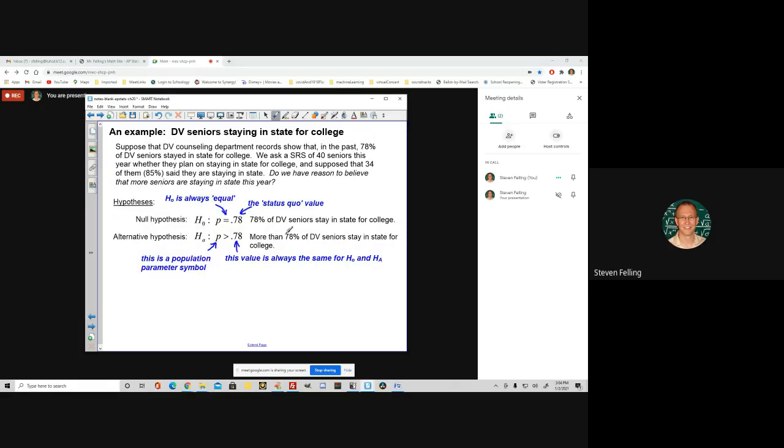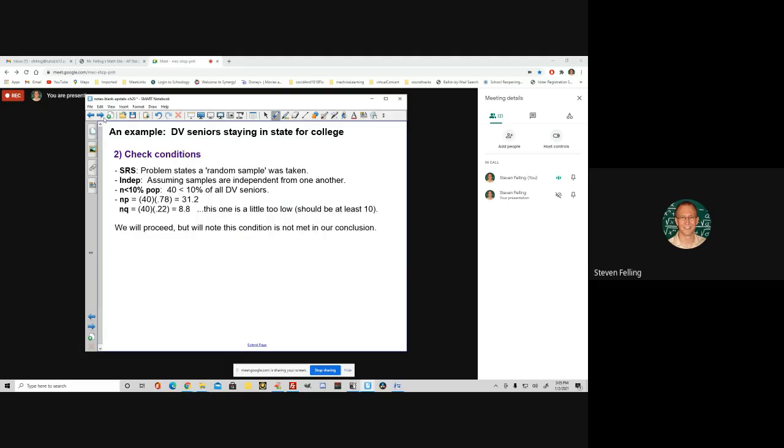A couple things to note. The null hypothesis case is always equal, and it always equals the status quo value or the null value. The alternate hypothesis has to be greater than, or we'll talk about other cases there. This value here is always the same as this value. We never use two different values here. And this symbol is always the same, and it has to be a population parameter symbol.